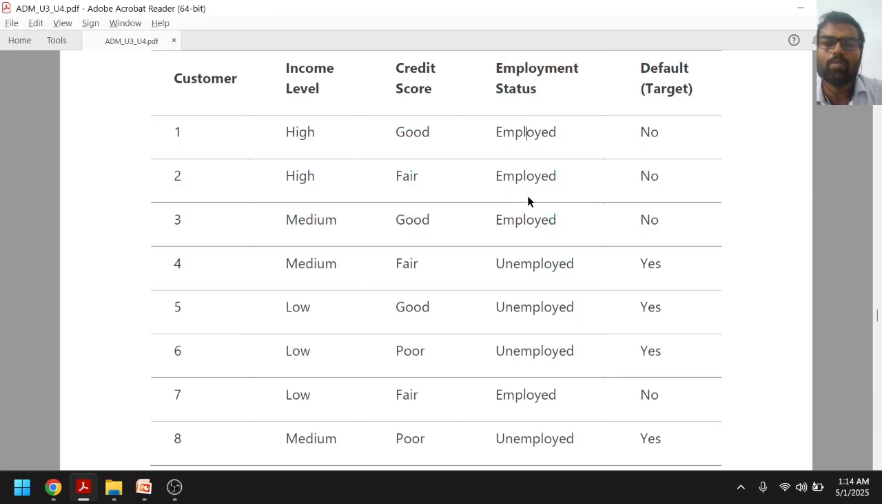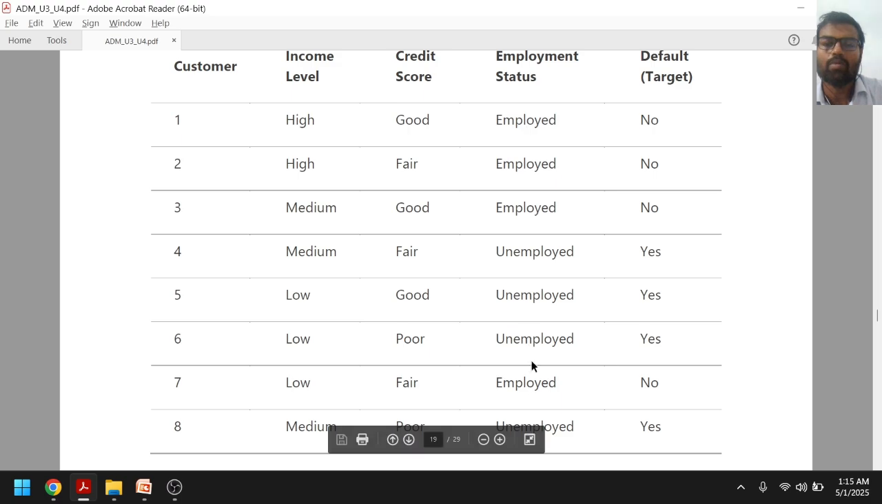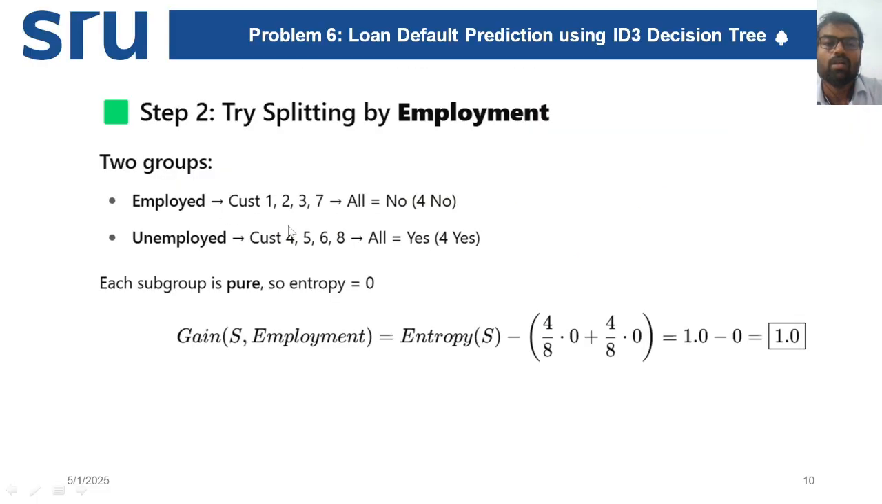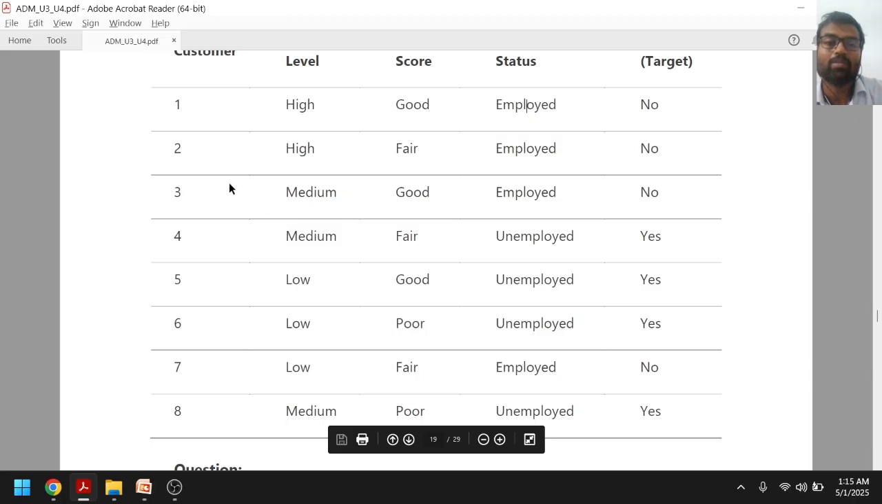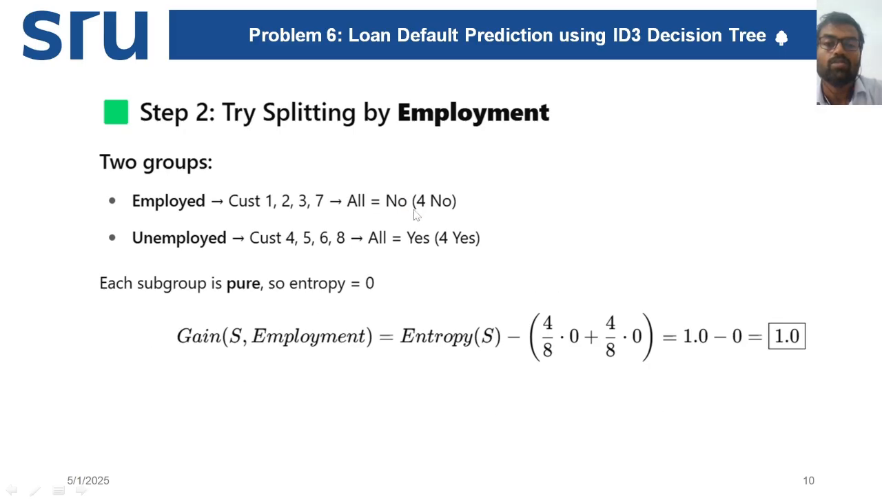How many members are employed? One, two, three, four members are employed. How many are unemployed? One, two, three, four members are unemployed. Customers 1, 2, 3, 7 are employed, and the other customers, 4, 5, 6, 8, are unemployed. So each subgroup is pure. Employed customers 1, 2, 3, 7 are all the same, meaning the entropy here is zero, and we get the gain of employment based on this entropy of 1.0.